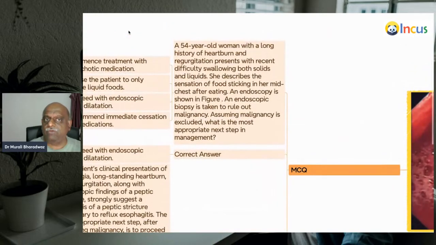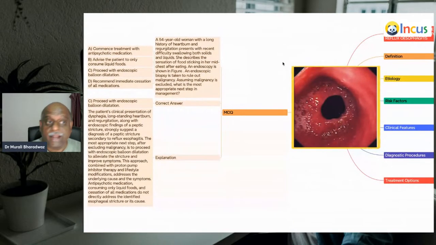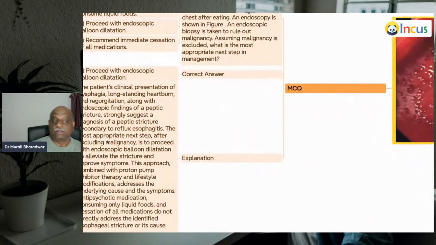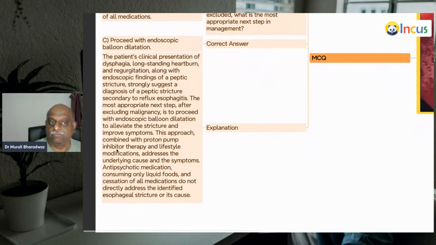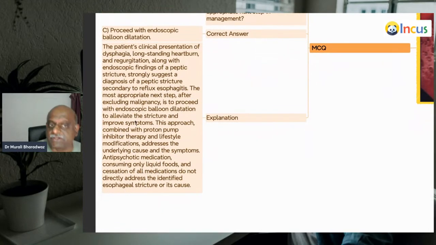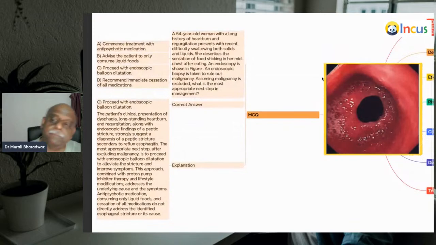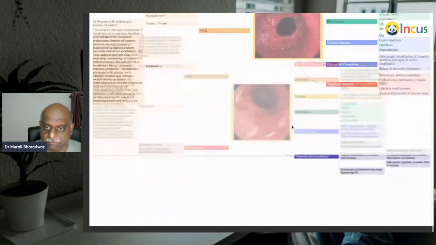A 54-year-old woman with a history of heartburn, regurgitation, recent difficulty swallowing both liquids and solids, and you have done an endoscopy. So fundamentally, all the history suggests peptic stricture secondary to reflux esophagitis. So whenever peptic stricture is there with reflux esophagitis, the most important step is to exclude malignancy and proceed with endoscopic balloon dilatation to alleviate the stricture and improve the symptoms, is what you need to remember.